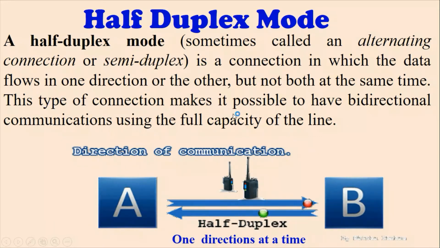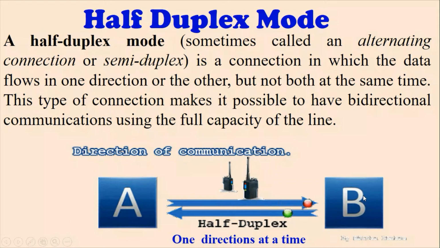This type of connection makes bidirectional communication possible. It makes possible communication in both directions, using the full capacity of the line, meaning the full capacity of the communication wire. So it is bidirectional, but one at a time. As we can see, device A is sending data towards device B.